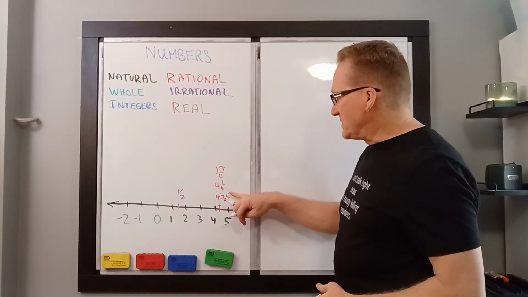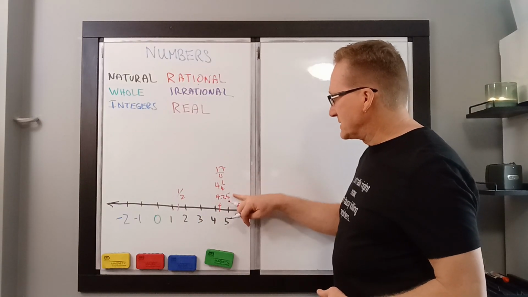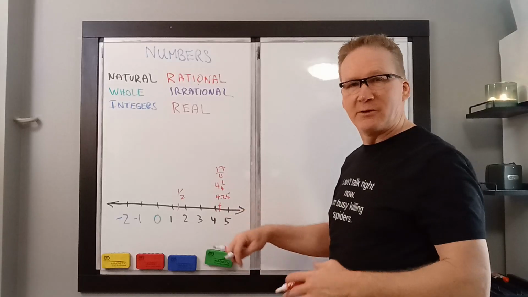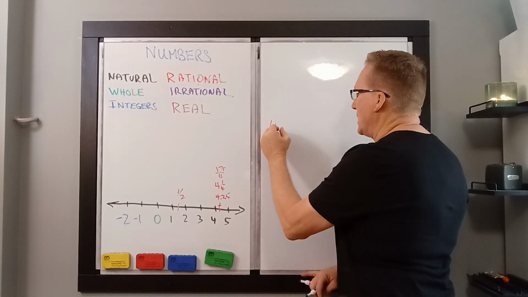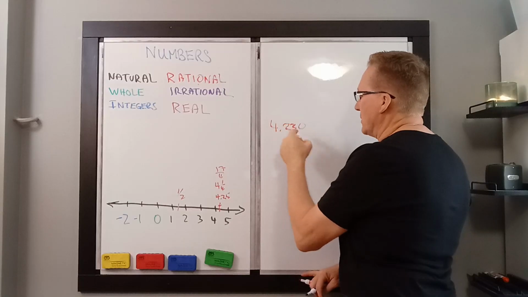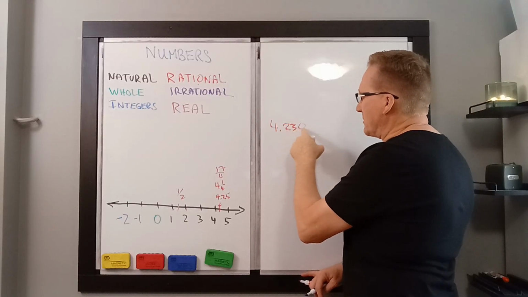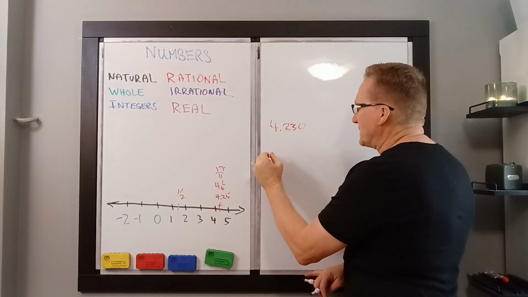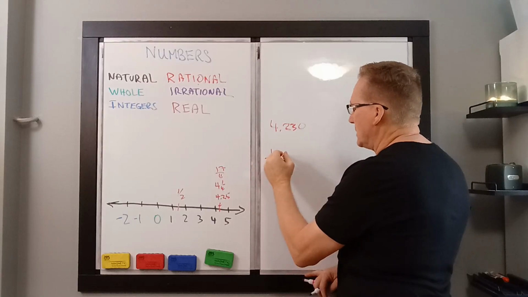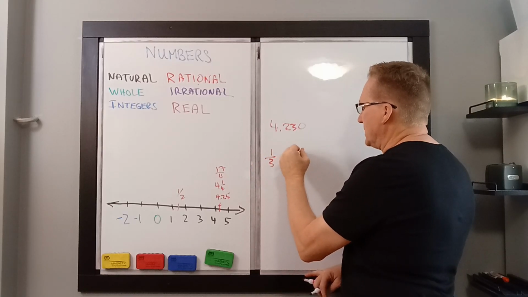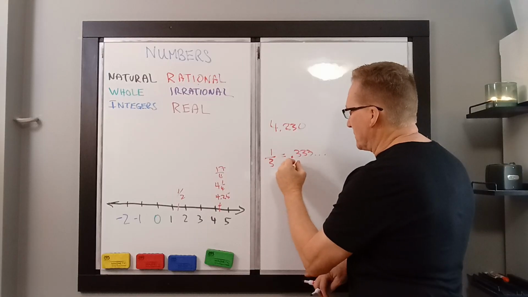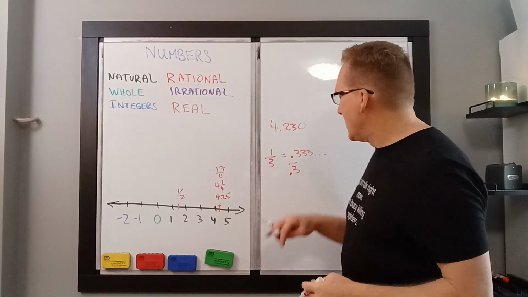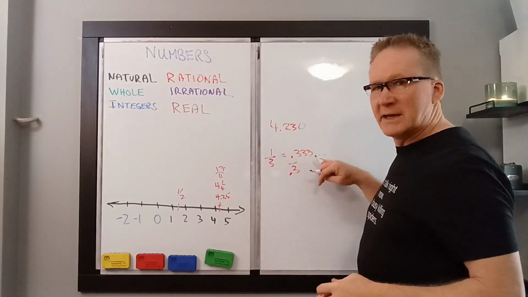Numbers that can be represented by a decimal or a fraction like this can go directly on the number line. Those are called rational numbers. So sometimes you'll have a number like this, 4.230. That's a rational number even though it has a number of different decimals on it. Or something like this, 1/3 is represented as 0.333, and that repeats. Sometimes we'll write it this way, 0.3 with a bar on top, which means repeats. Any decimal that repeats is a rational number.